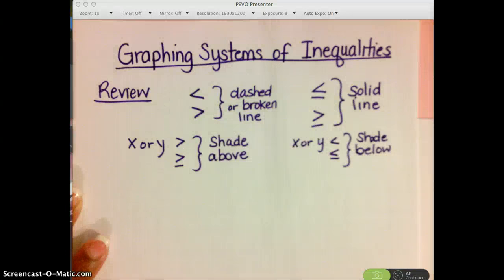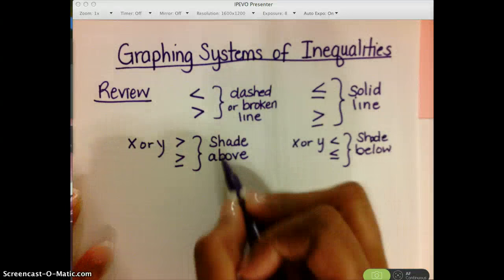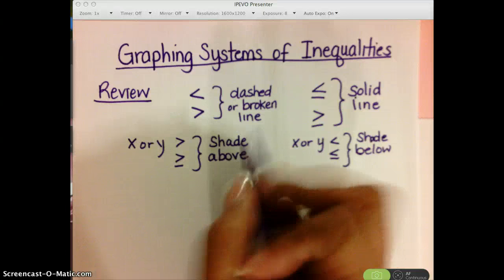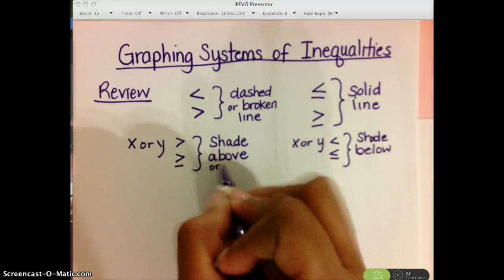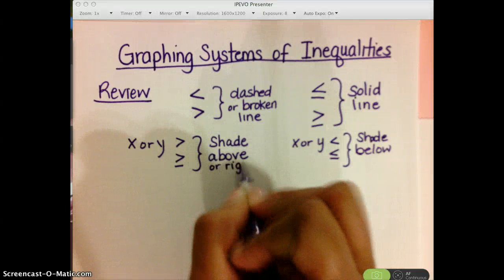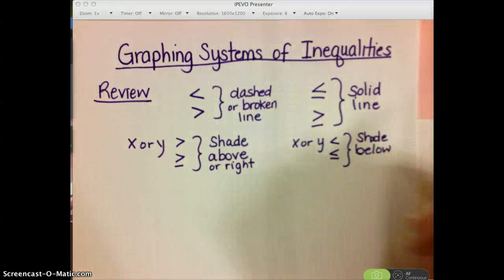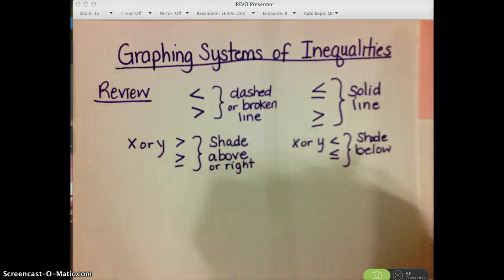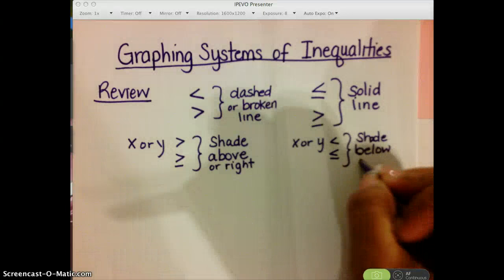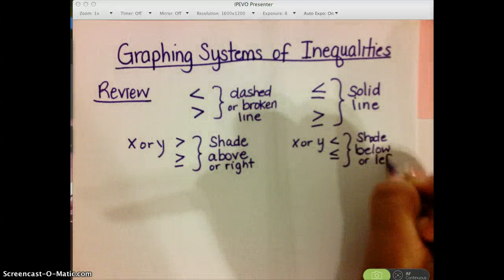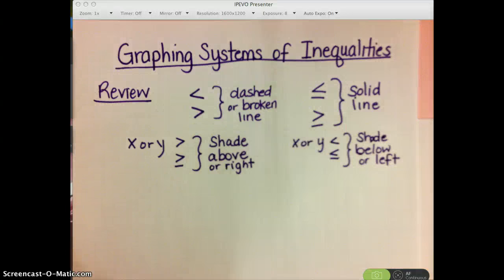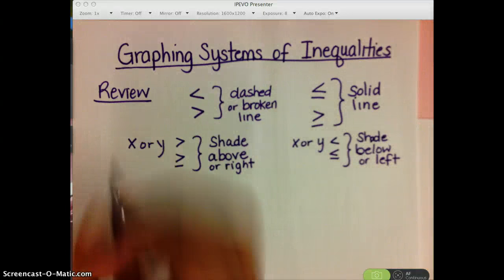Okay, now remember in special cases, the shading above, if you have a vertical line, then that means that we're going to shade to the right. In special cases, if you have a vertical line, then you don't have a below, then that means that you would actually shade to the left. So that's a review of the type of lines and how to shade.